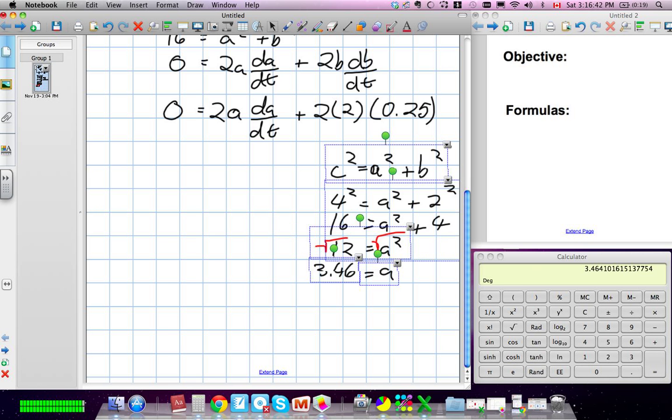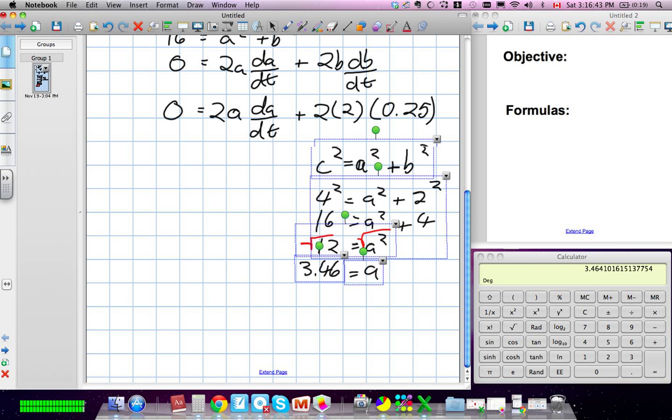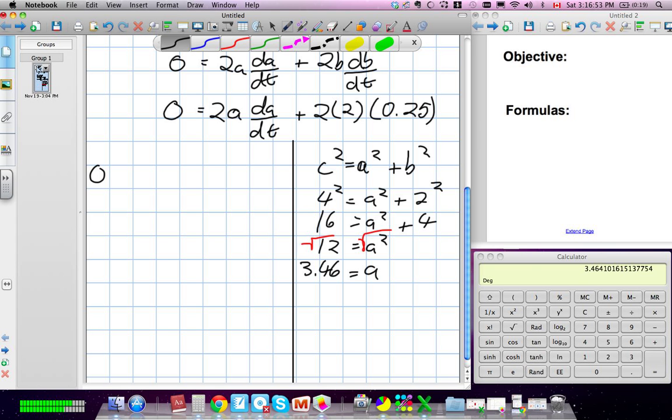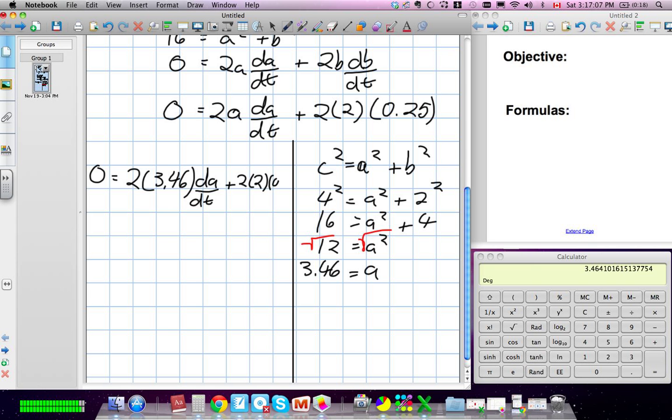This was our side calculation to figure out how high up the wall the lumber was when it reached that rate we were talking about. Okay, so our new equation now reads 0 is equal to the number 2 times 3.46 by the rate of change, which we're trying to solve, plus 2 by 2 by 0.25.